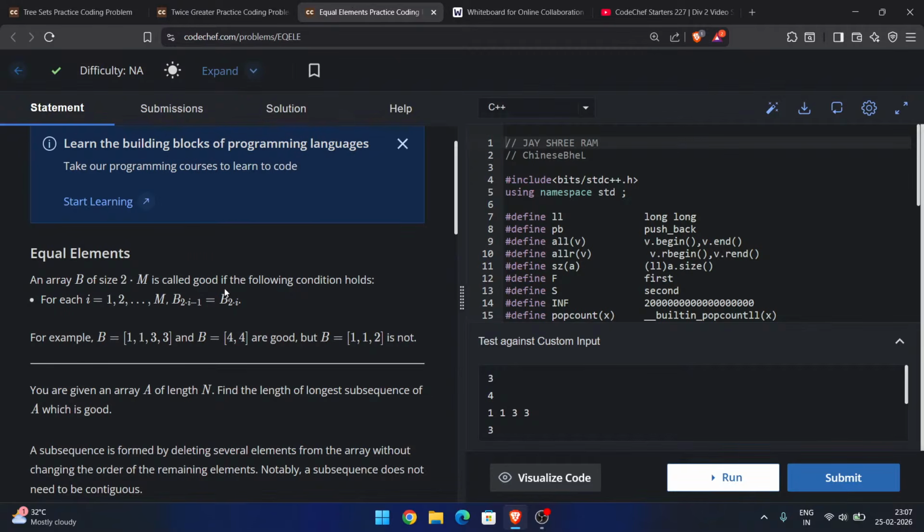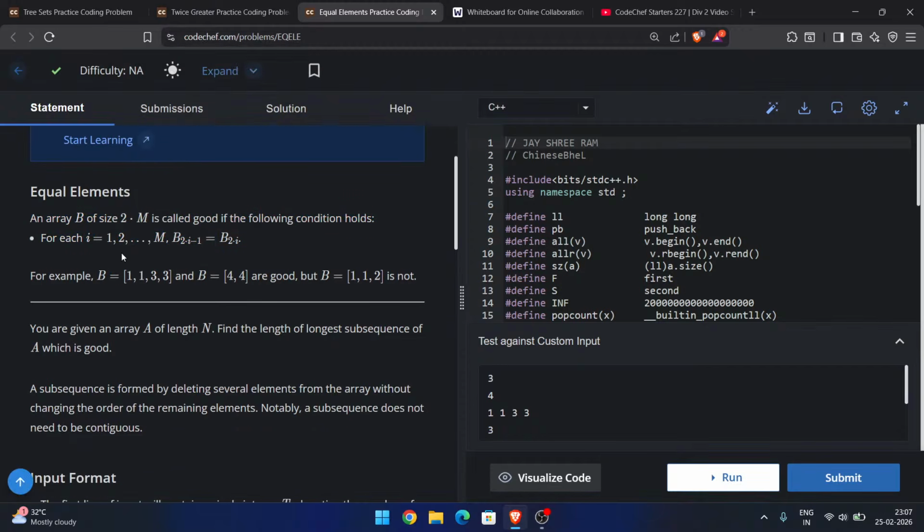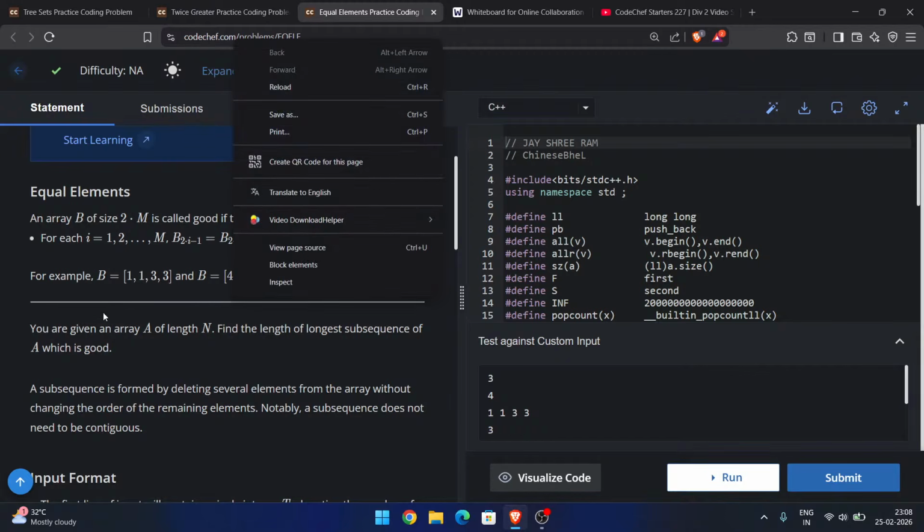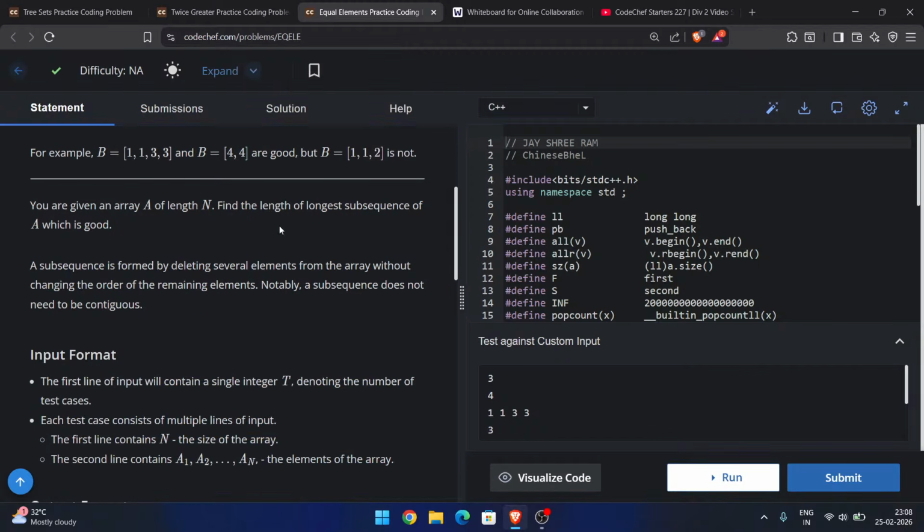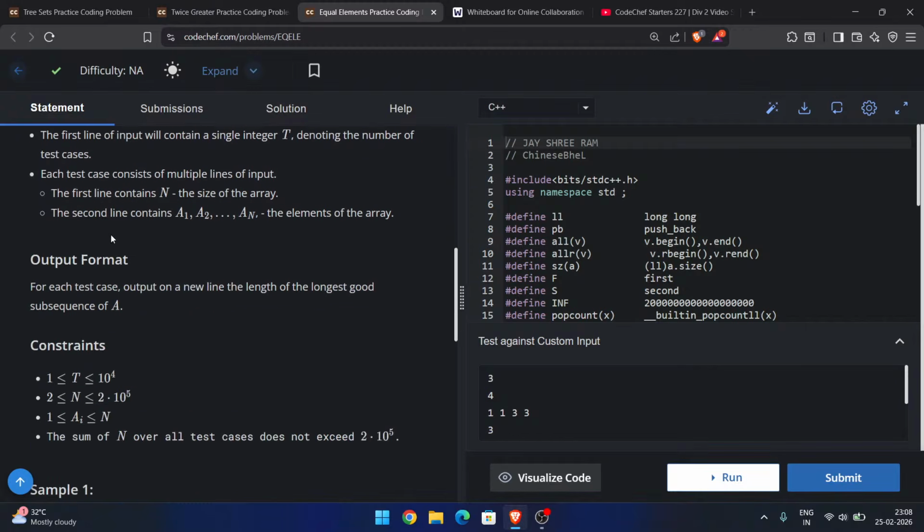In question 3, equal elements. An array B of size 2 into m is good if the following condition holds. For each i from 1, 2, 3 till n, B of 2i minus 1 equals B of 2i. This is an example. I will explain what it's saying. You are given an array of length n. Find the length of the longest subsequence of a which is good.